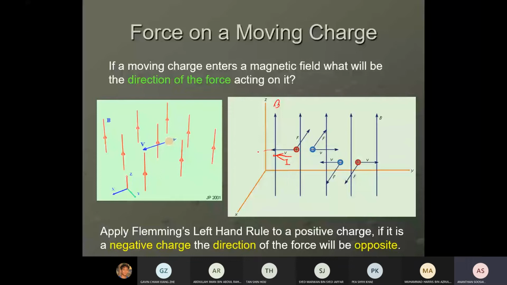So if positive charge moves to the left, make sure you point the middle finger to the left, and force is into the page. Check the direction of the magnetic field is upwards. Please use your Fleming left-hand rule. Do you get the force into the page? F, B, I. B upwards, current is to the left, so force is into the page, right? So you find the direction of the force.